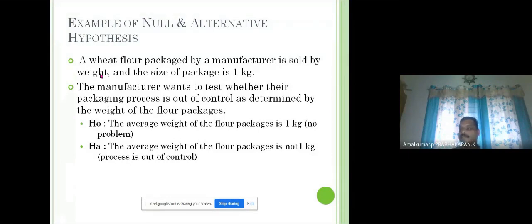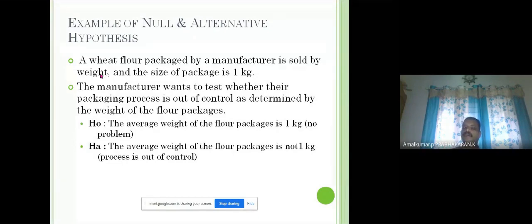The H0 denotes the null hypothesis. That is, the average weight of a flour package is 1 kg. He thinks that the average weight of the flour package is 1 kg. There is no problem in the present manufacturing system. That is the null situation.